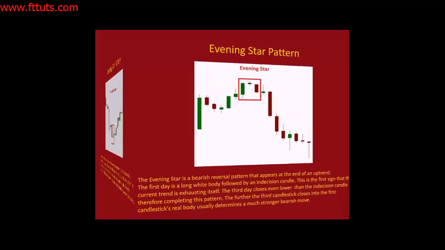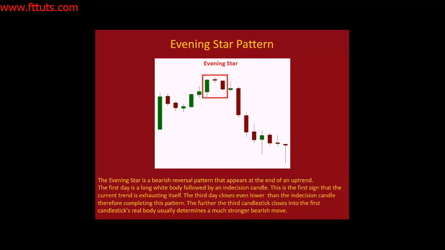Evening star pattern. The evening star is a bearish reversal pattern that appears at the end of an uptrend. The first day is a long white body followed by an indecision candle. This is the first sign that the current trend is exhausting itself. The third day closes even lower than the indecision candle, therefore completing this pattern. The third candle closes into the first candlestick's real body, usually determining a much stronger bearish move.